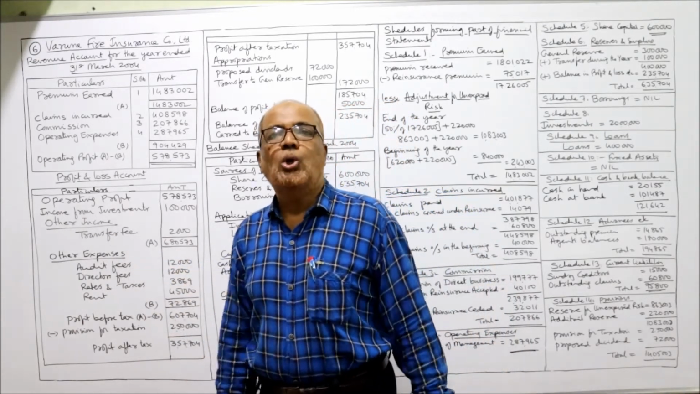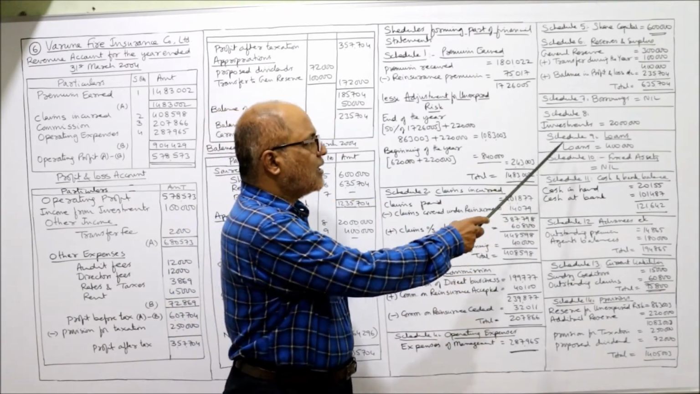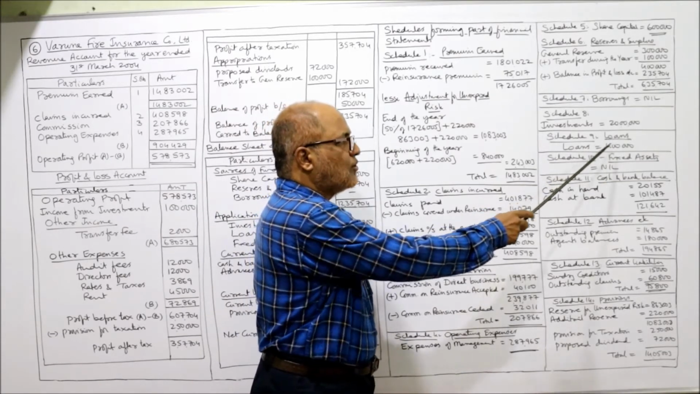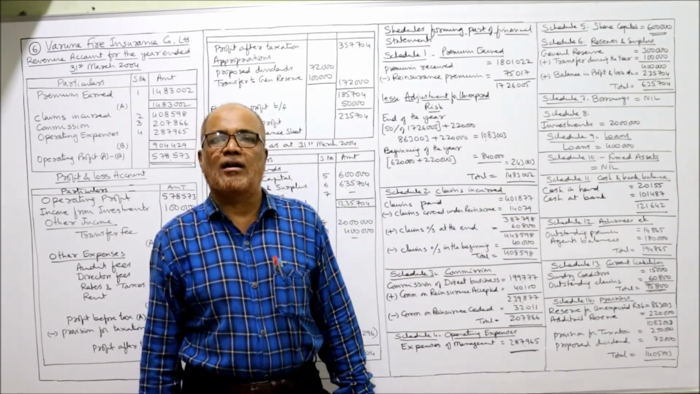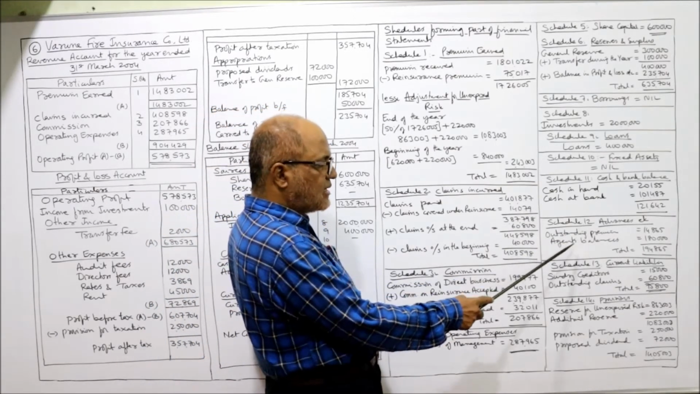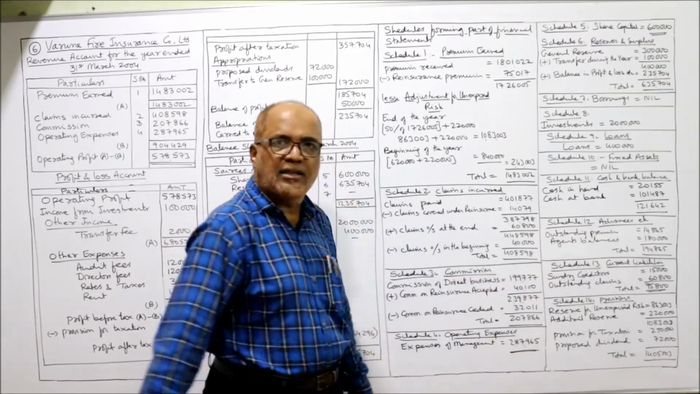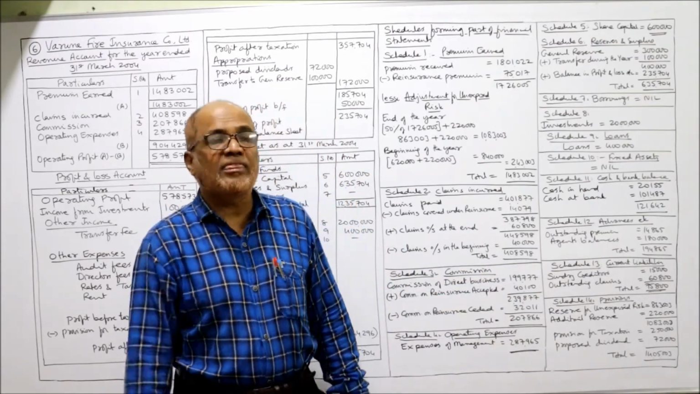Then loans. Loans will be taken in schedule number 9. Yeah, here you can see schedule number 9, loans, 4 lakh rupees. Then agents balances, debit balances, 12th schedule. In schedule number 12, you can see agents balances 1,80,000. Only once it will come. Then cash at bank, 11th schedule.